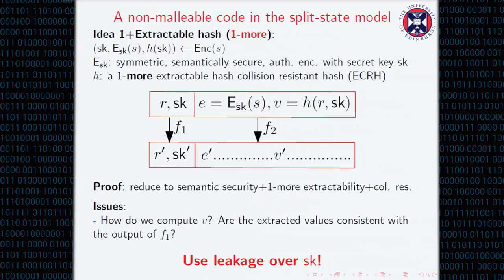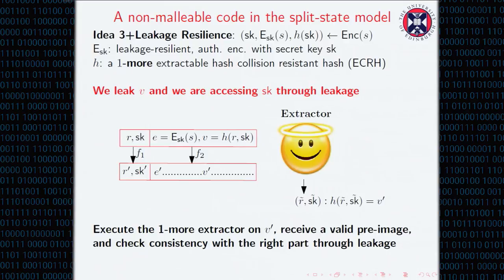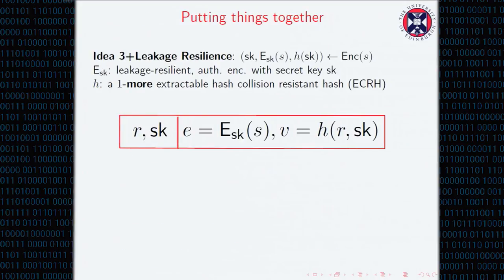We do all those things using leakage over the secret key. We compute the hash using leakage over the secret key, and we check consistency with the left part of the memory again using leakage over the secret key. If the attacker does not modify the hash, we use the collision resistance property of our hash. This is the construction. Again, authenticated encryption binds together the ciphertext with the secret key. If you don't modify the secret key and you modify the ciphertext, then you break everything. If you modify the secret key, we have the one more extractable hash of the secret key, and then we can use it to extract a valid secret key for the new hash V prime.